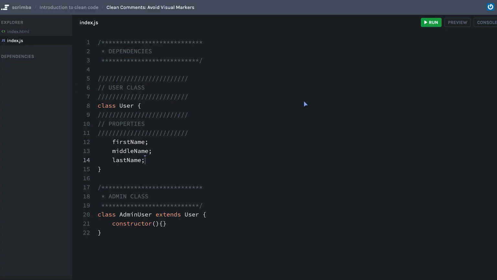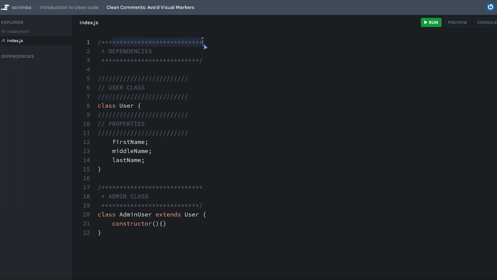Okay, visual markers. So why are visual markers oftentimes a bad practice? Well, usually what they're doing is they're either providing information that is very apparent and there's no need to provide that information, or it's trying to make sense of something that probably should be in a different file, right? And so oftentimes you'll see them in one of two ways.